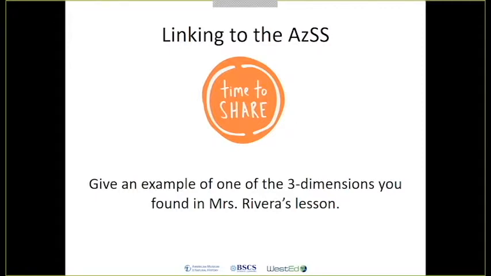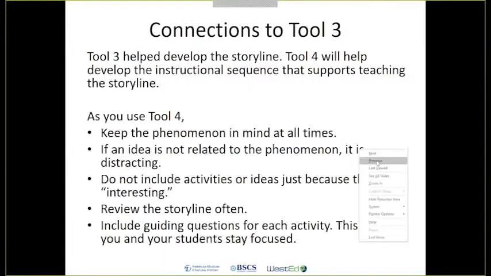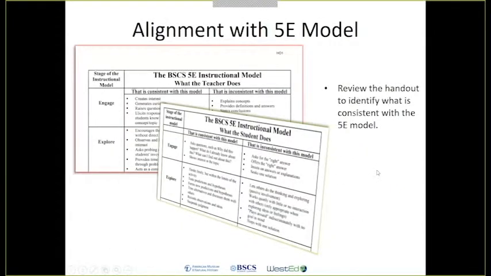Good. So we really should have a good idea of Mrs. Rivera's unit plan now. We've looked at it in many different ways, but I'm going to have you look at it in one more way. And this time, I want you to just pick one of the lessons. It could be 1 through 7. It doesn't matter which one you pick. If you remember, if it was an engage or an explore or an elaborate, look at that section on this handout that I'm going to send you and see if what is expected of the teacher and what is expected of the student matches that particular lesson.